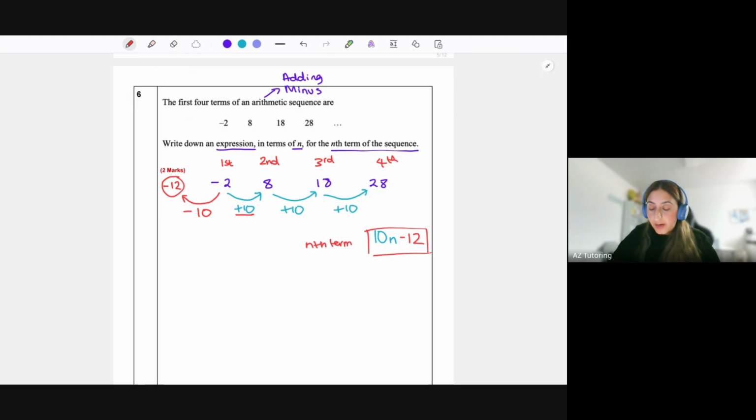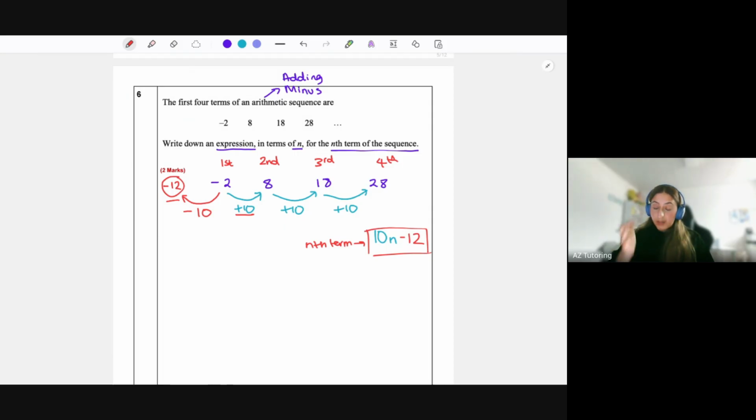It's always the same. Find the difference. Either it's going to be adding going up or minusing going up, and then to find the next part, you always do the opposite sign, and you do it from the original first term to how you get to that bit here, -12. So that's my nth term.